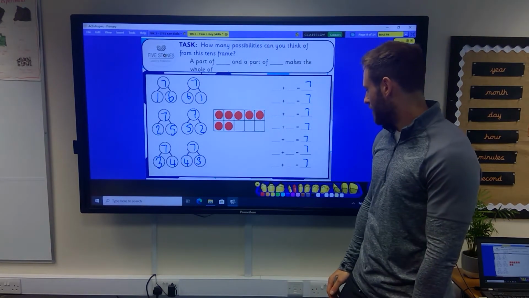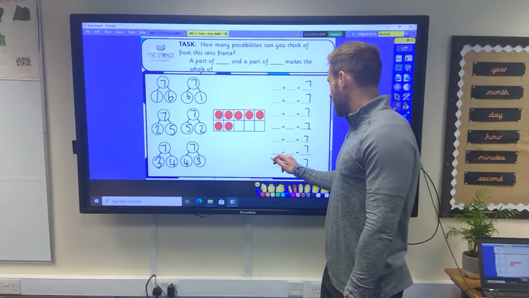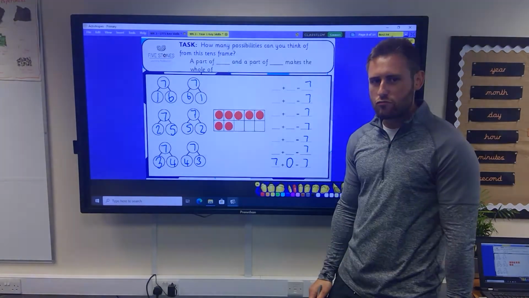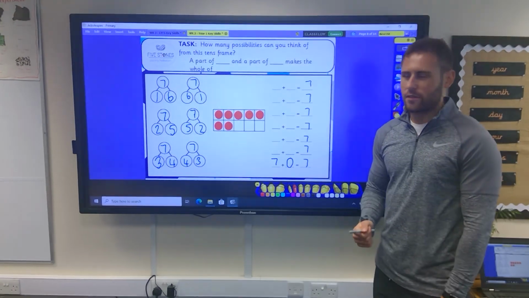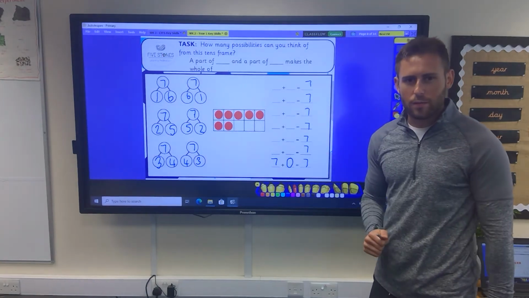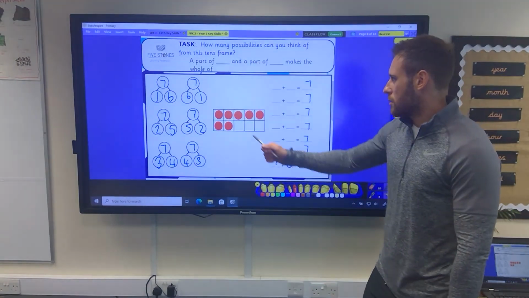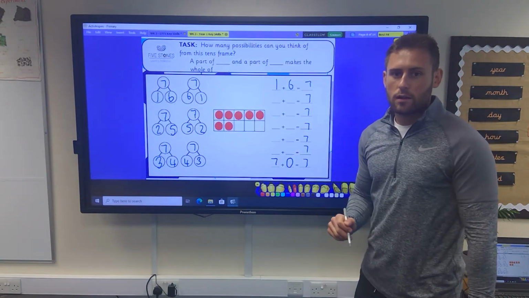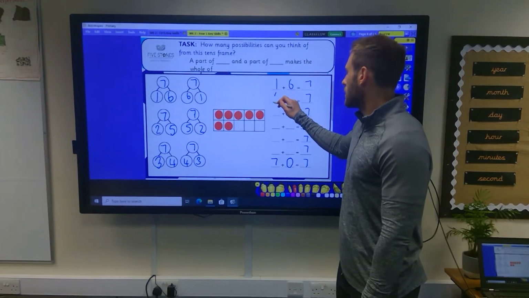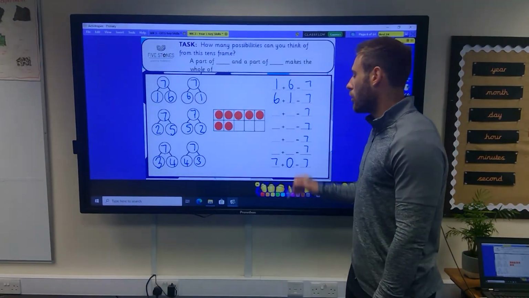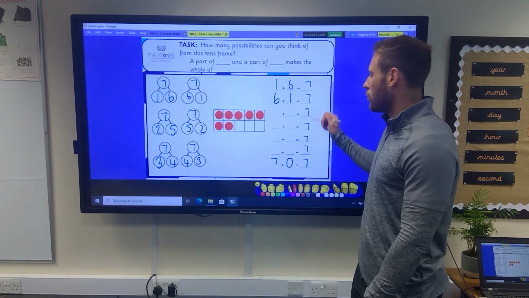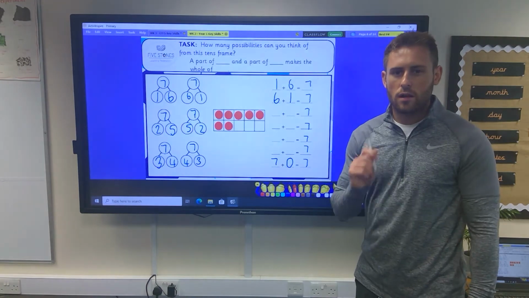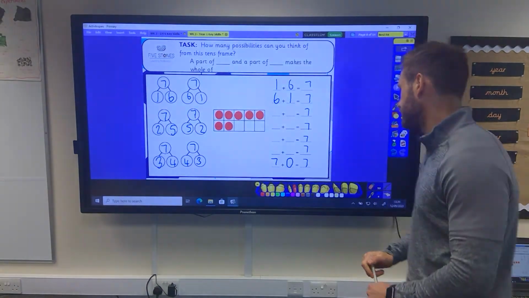And I wonder if any of you thought outside the box and had a part of 7 and another part of 0 to get your whole of 7 as well. So well done if you managed to spot any of those. A part of 1 added to a part of 6 will give you the whole of 7. A part of 6, add that to a part of 1 and that will equal the whole of 7. So any of those pairs there will add to that whole of 7. So well done.